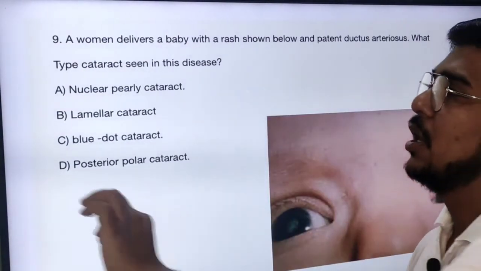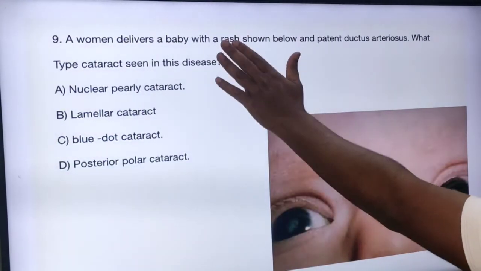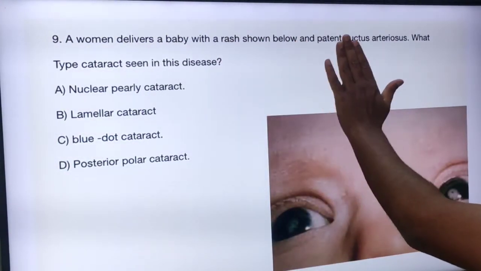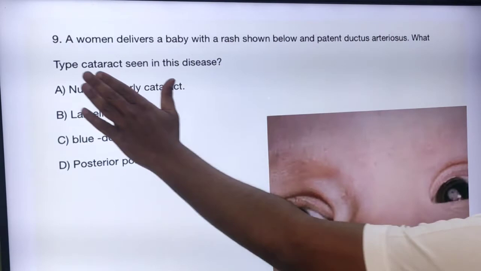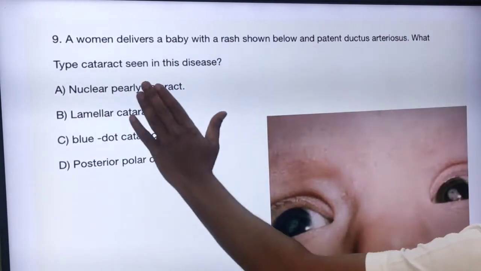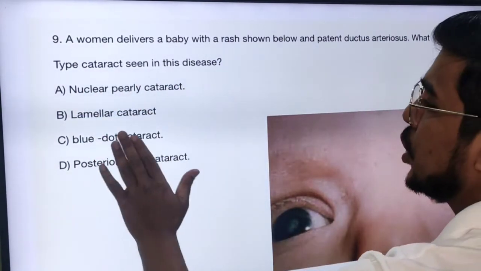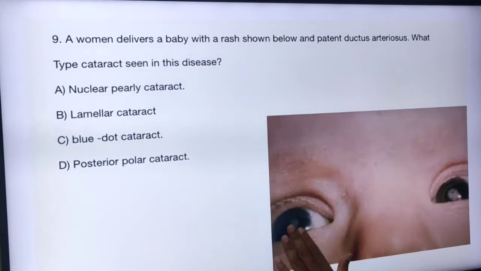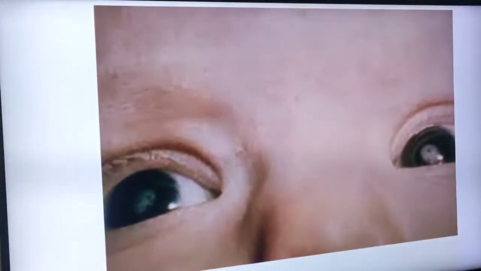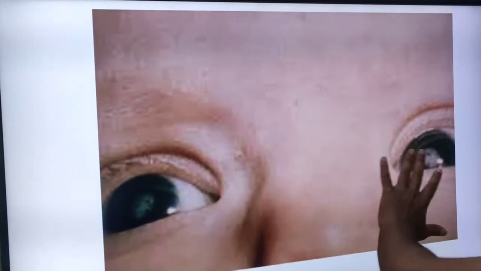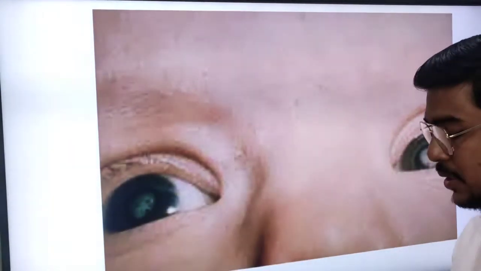Coming to the next question. A woman delivers a baby with a rash and patent ductus arteriosus. What type of cataract is seen in this disease? Nuclear pearly cataract, lamellar cataract, blue dot cataract, posterior polar cataract. See the picture, lenticular opacity and some corneal clouding is also seen here. So this is the nuclear pearly cataract.